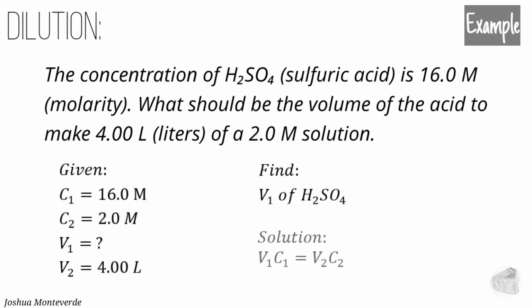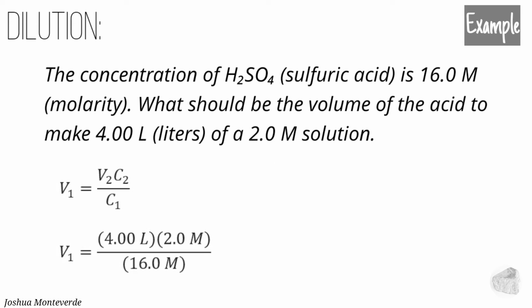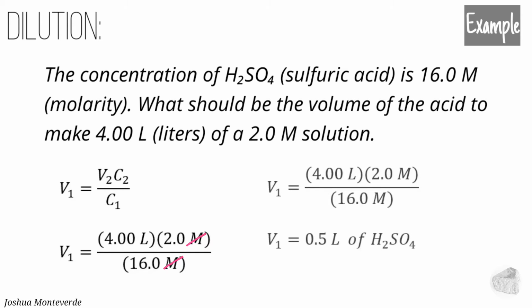By deriving our formula for V1, the initial volume, we plug in the values and cancel out molarities, leaving behind liters. Continuing the solution, we should have an initial volume of sulfuric acid at 0.5 liters.